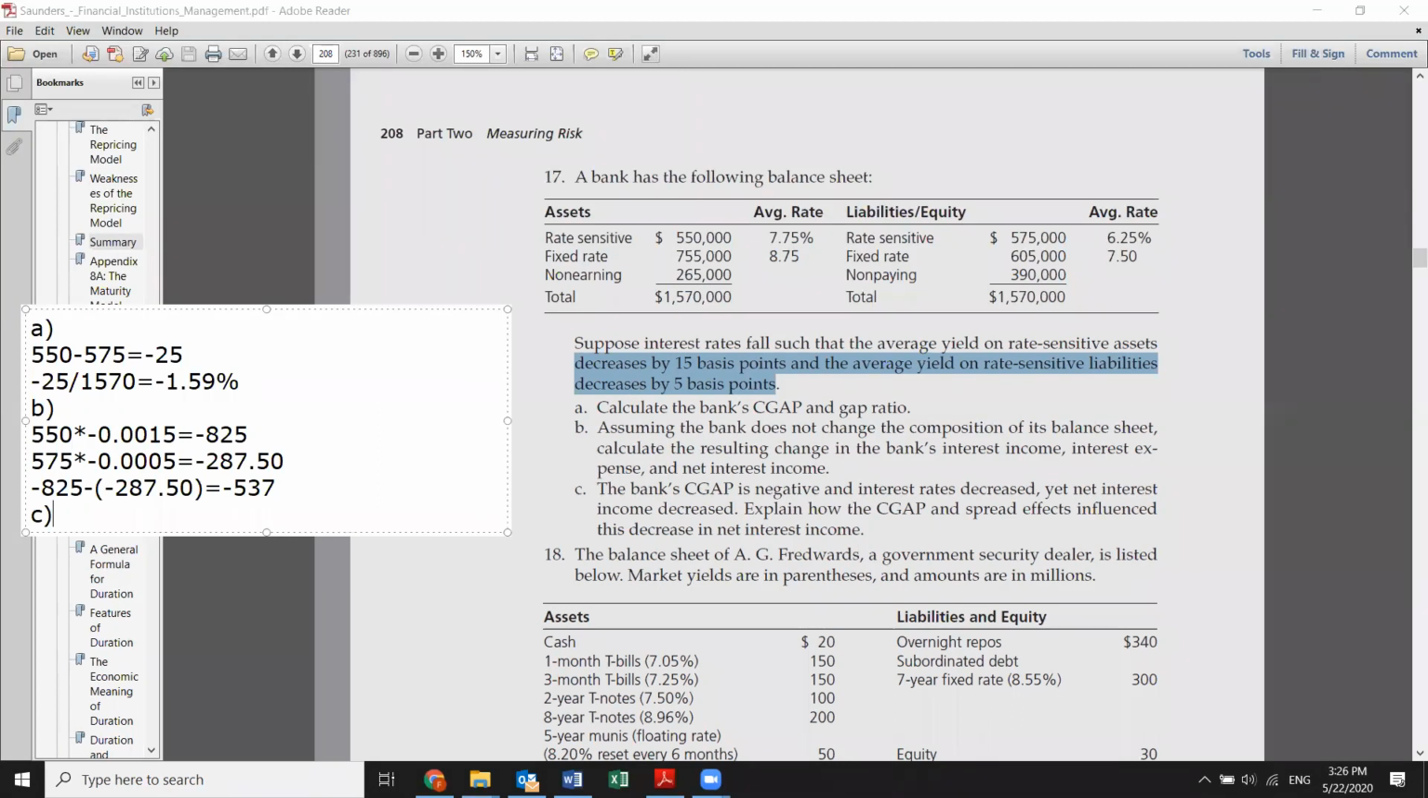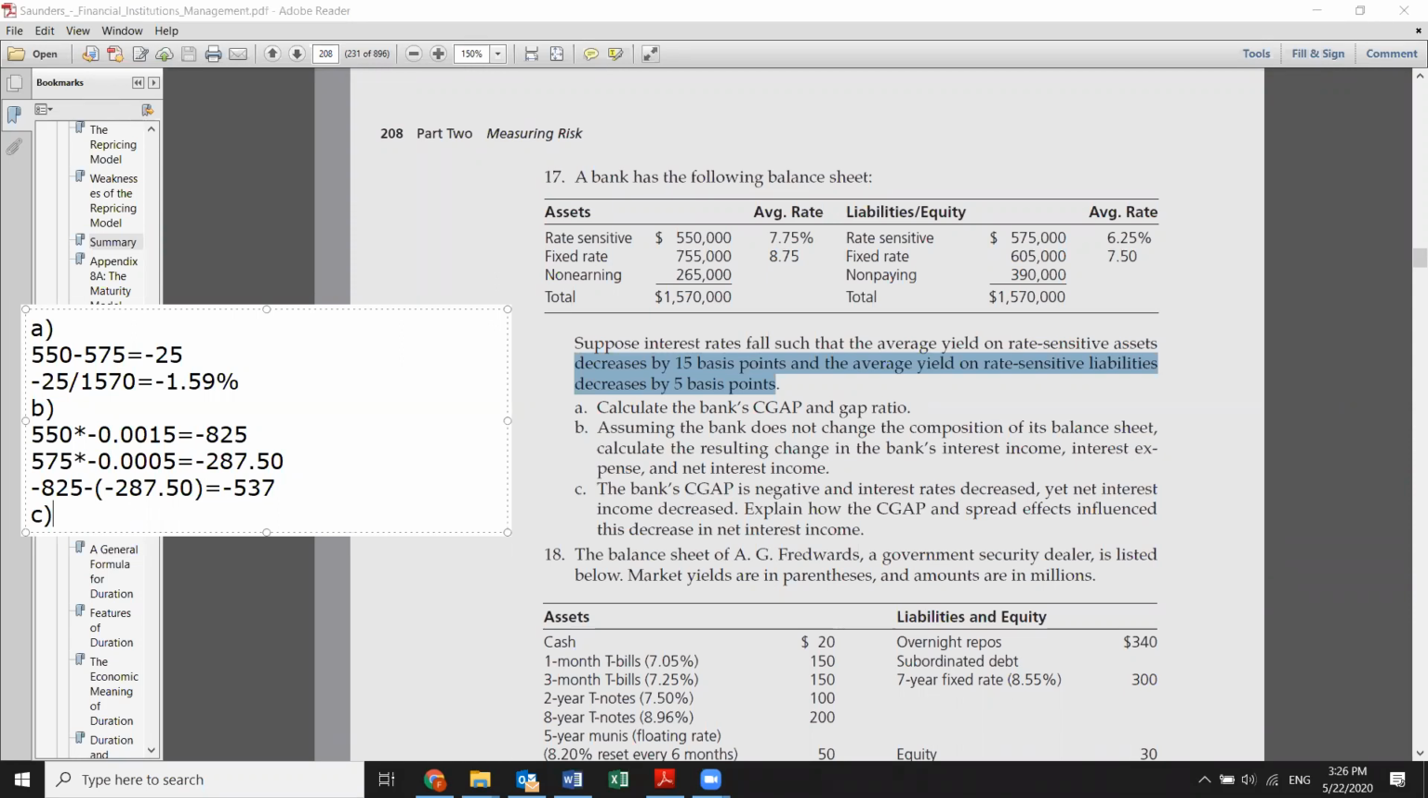although we have a negative cumulative gap and the interest rate decreases, yet we have negative net interest income. So the question asks how the cumulative gap and the spread effects influence the decrease in net interest income. Logically, it should go up, but there is something that should be explained. Mathematically it can be explained, but we should be able to explain it in terms of a banking perspective.